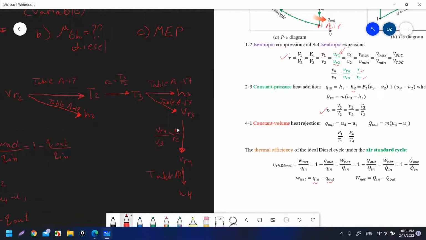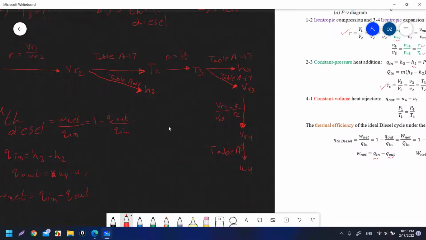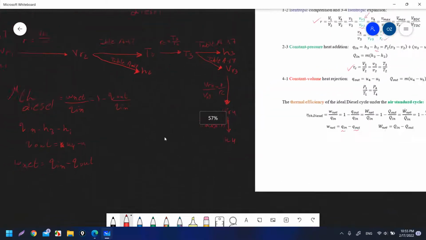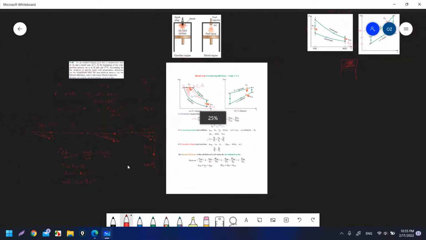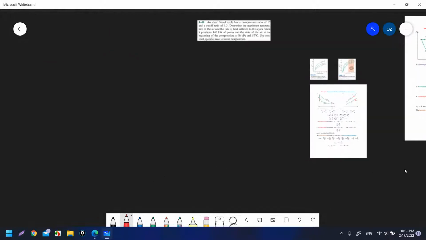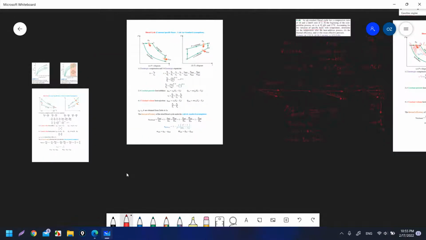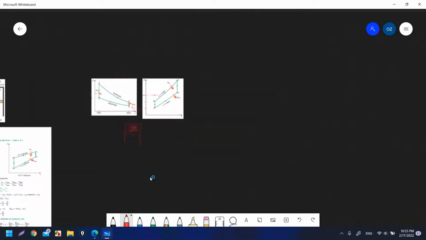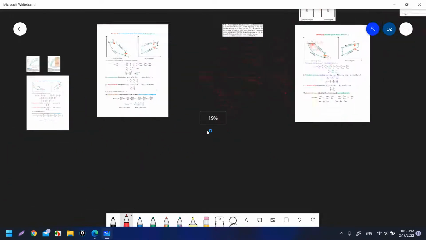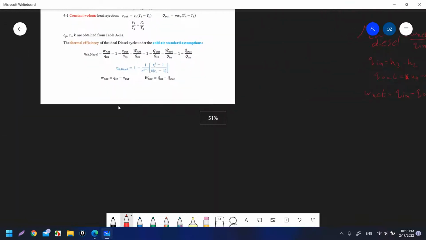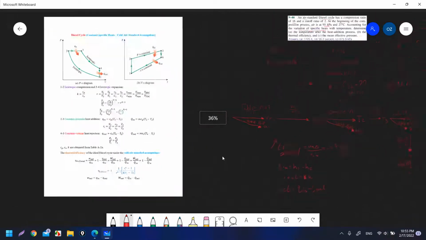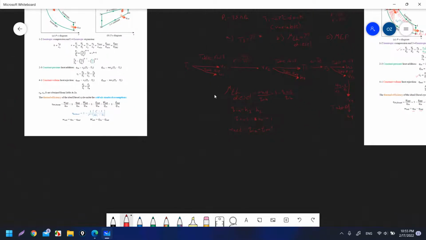Okay, and by this I found everything that I want. And for the mean effective pressure, the usual equation, where is the usual equation? I didn't put it here, okay, but whatever. Oh, okay, it is here. No, it is not here. Okay, the equation is like this.